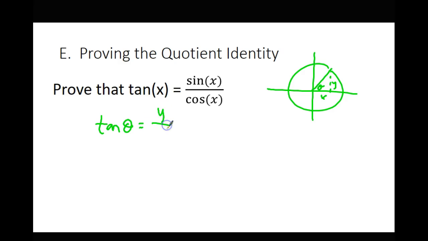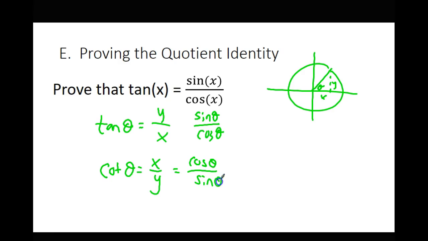Opposite is y, adjacent is x, right? But we also learned that y is the same thing as sine, and x is cosine. So tangent is actually sine over cosine. Okay? And you can use a similar process of proof to show that cotangent is adjacent over opposite, right? So that would be cosine over sine. All right?